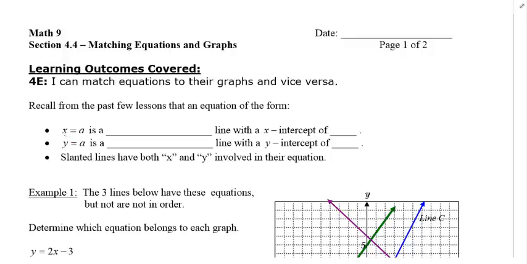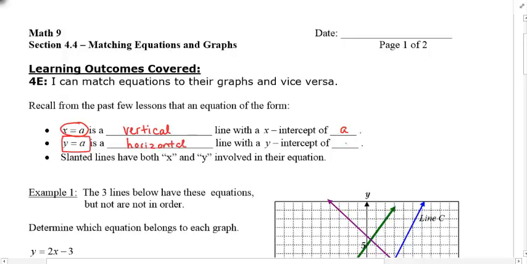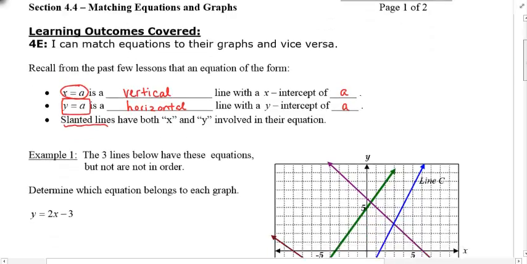When you have something like x equals a, what type of line do we have? I hope you said vertical, because that's a line with an x-intercept at a. If you have y equals a, that, my dear friends, is a horizontal line with a y-intercept also of a. And then we've got those slanted lines, and those have both x and y involved in their equations. So let's take a look at example number 1.